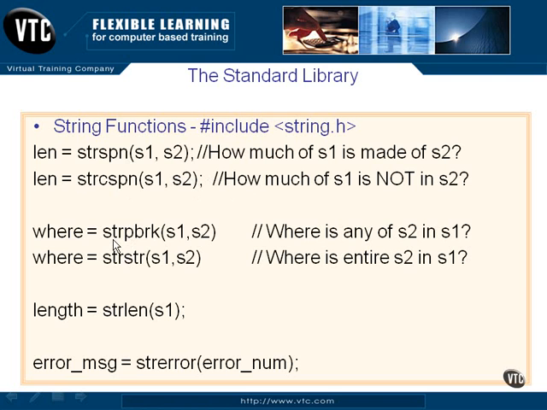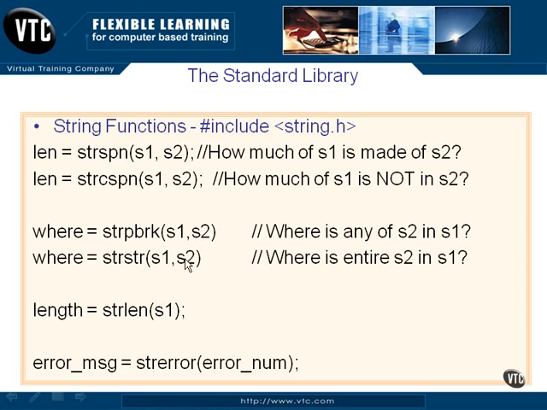Here is a string PBRK. And what we're looking for here is any place in S1 where any of the characters of S2 are located. Where is any of S2 in S1? So we're looking to see if any characters of this are located in there.